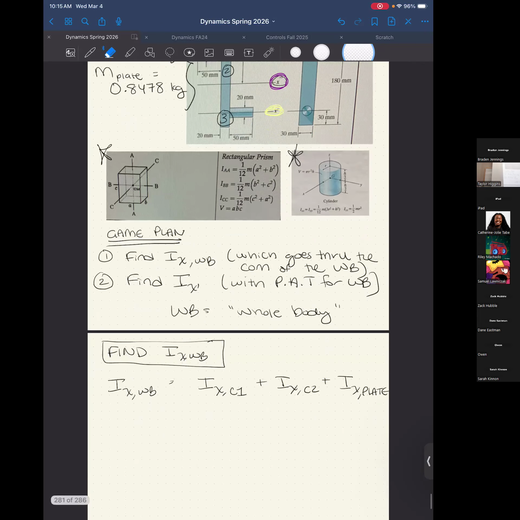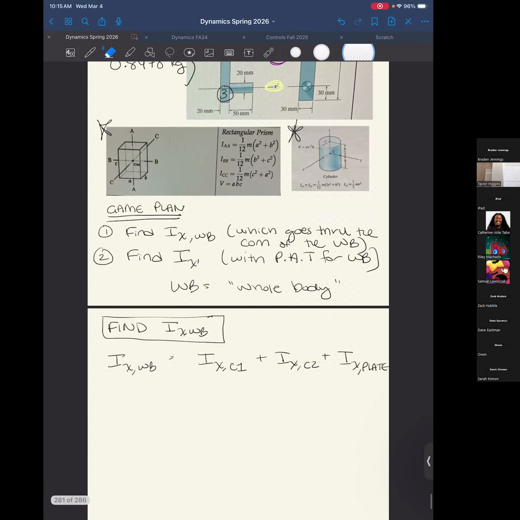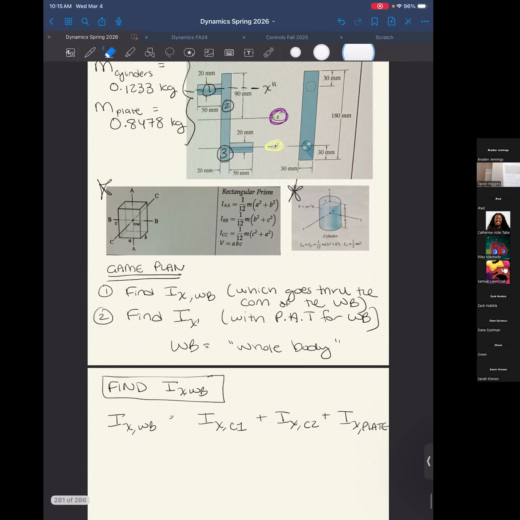Okay, so tell me, which of these do we need to use parallel axis theorem for? So the two cylinders, yeah. The plate, that x-axis already goes through the center of mass of the plate, so that one we should just be able to read off the sheet.